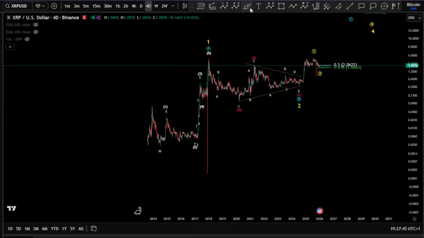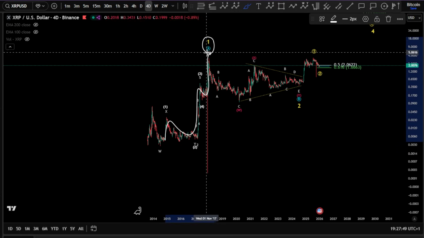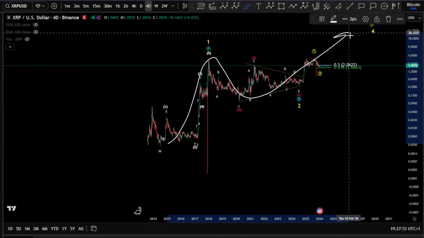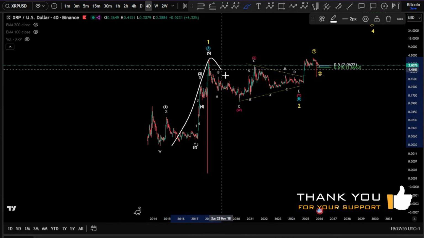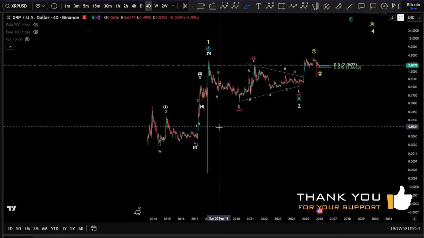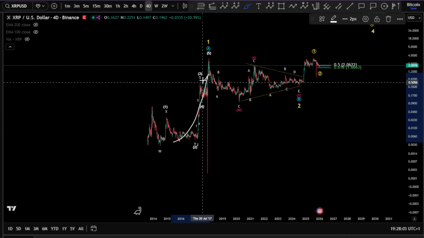For XRP, we are already in a finished impulse here for wave 1 or wave A, meaning we are in a 1-2 here and then we're looking for wave 3, or we are in an A, B, and a C toward the upside. Both scenarios are bullish and still looking for higher, since the direction of the all-time history is toward the upside.